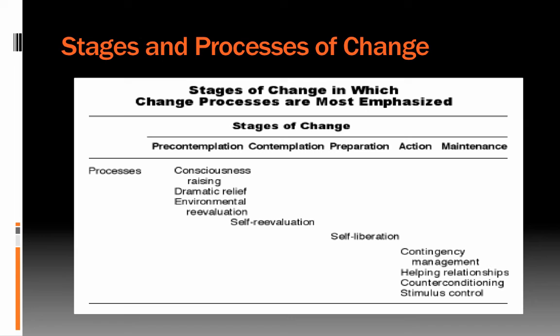So, for example, in pre-contemplation, there's a process of consciousness raising. That's a process whereby people just receive new information and become more aware of an issue, perhaps learn more about the risks. And for somebody who's not interested in changing, that, of course, is a necessary process as a first step. Remember that precaution adoption model that had the idea of going from unaware of the problem to engaged in the problem. That's a process of consciousness raising that would move somebody from those two areas.